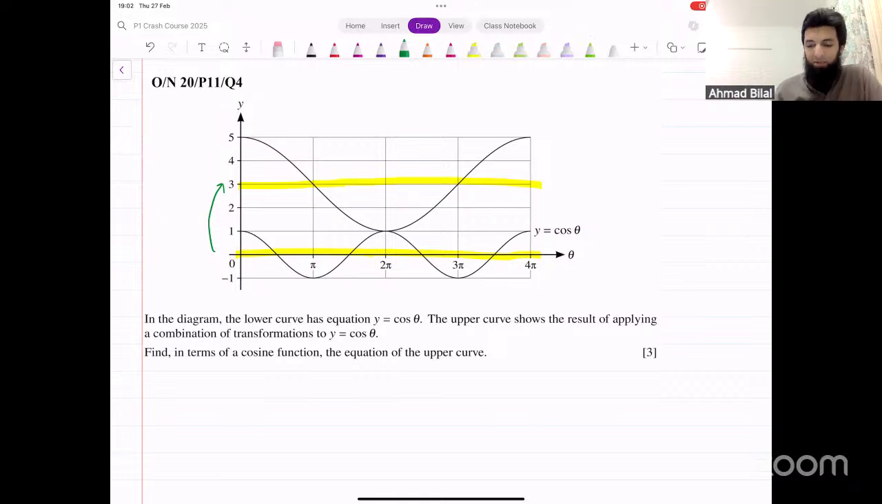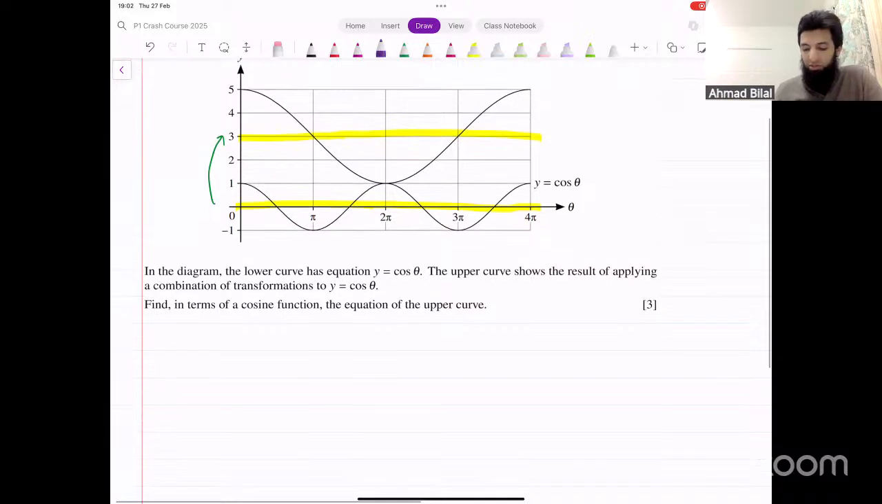Okay, what does that mean? That means outside this whole function, if the original function is y equals cos theta, outside this we have 3 added, right? The whole graph has shifted up by 3 units. That's one thing that is happening.